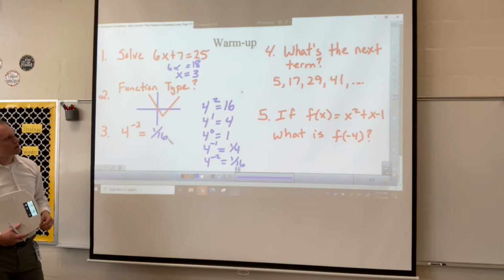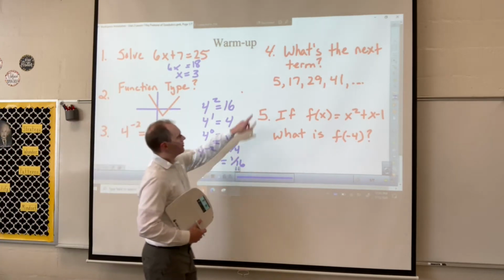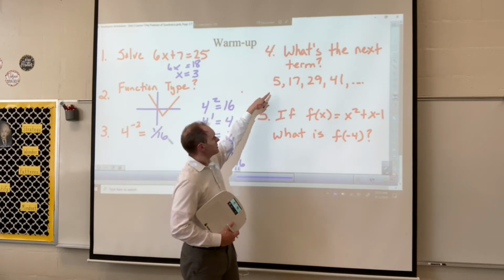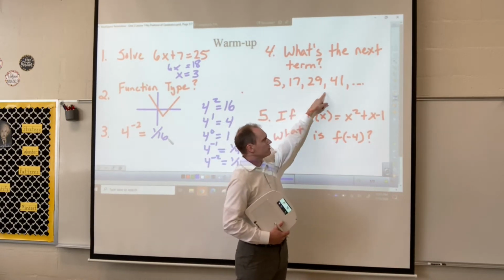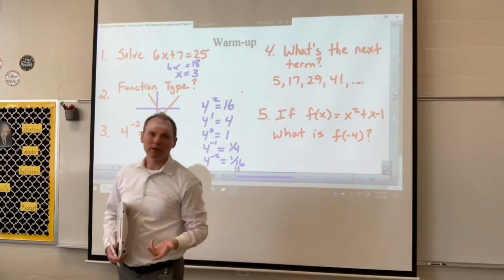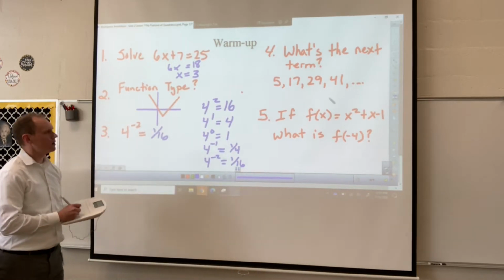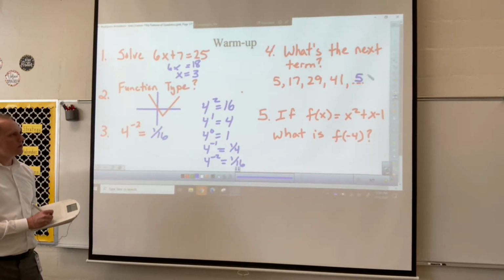Number 4, what's the next term here? If you noticed, hopefully, back in Integrated 1 you talked about arithmetic sequences, and this is an addition of 12 each time here. So if we think about the next term here, 41 plus 12 would be 53.